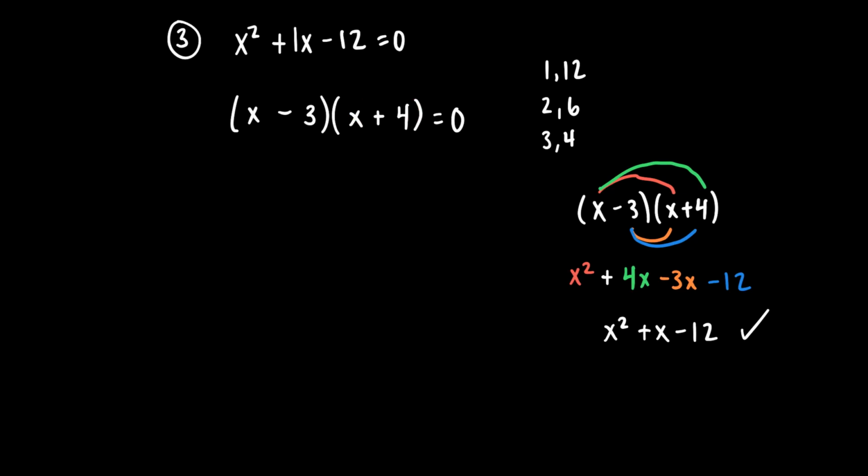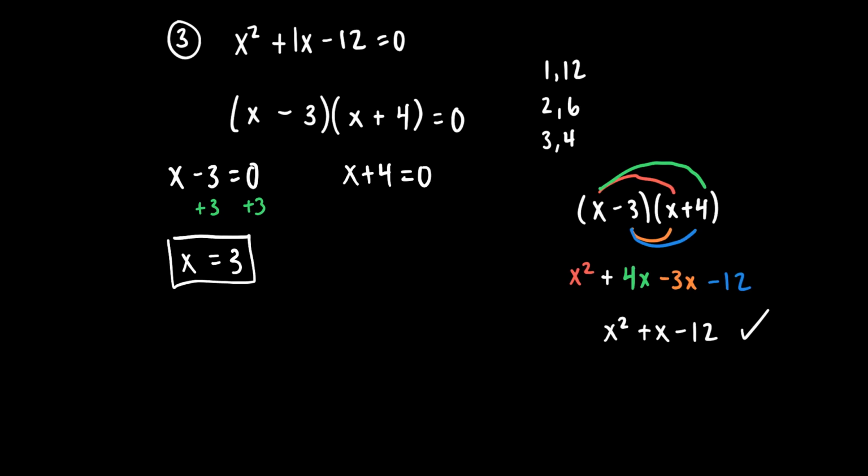When those factors are multiplied together, they give you x squared plus x minus 12. So all we're going to do now is set each one equal to 0, give each one a term being 0, and then we'll get our solution. Okay, so we'll add 3 here to both sides. So we get x is equal to 3. On this one, we'll subtract 4 from both sides. And we'll get x must be equal to negative 4.